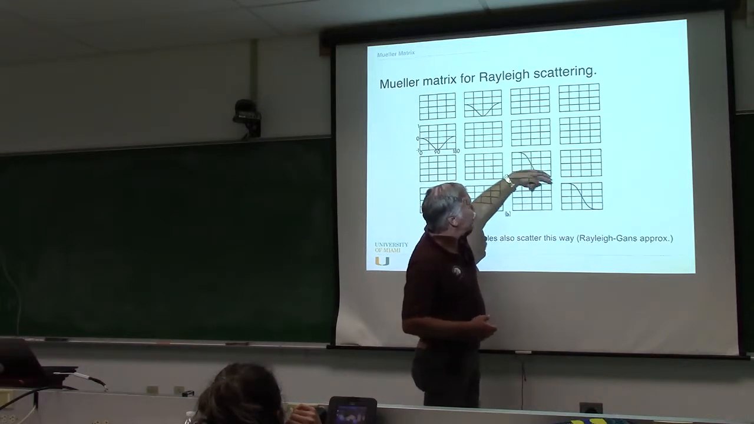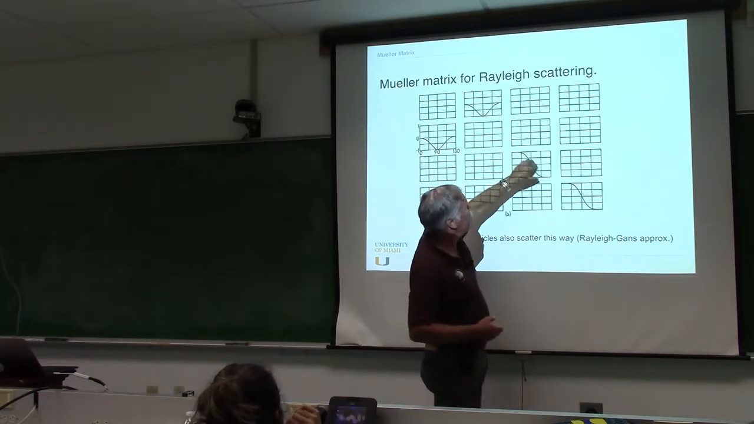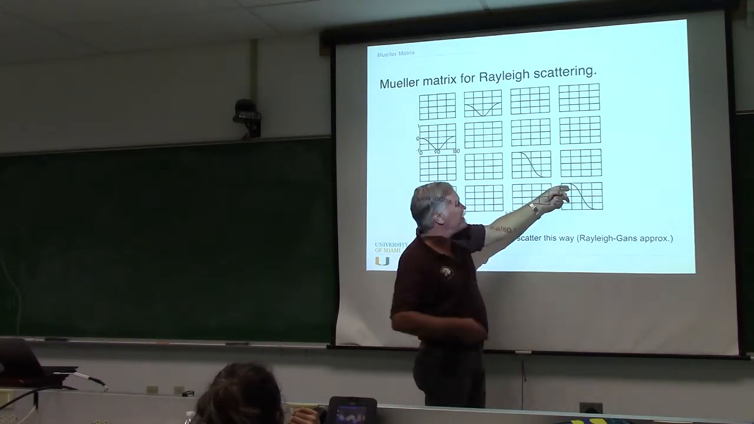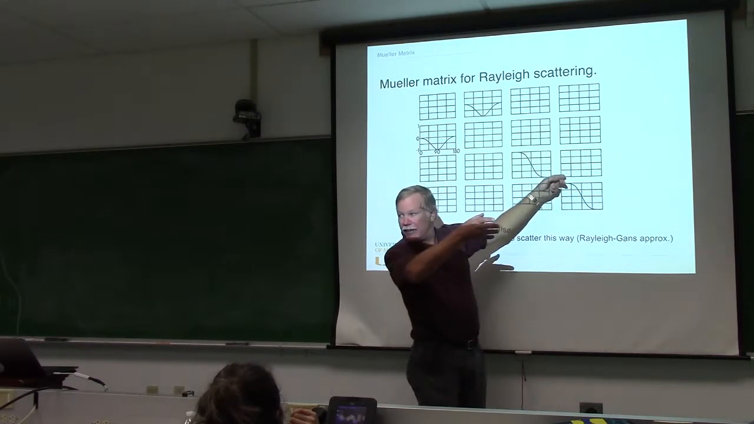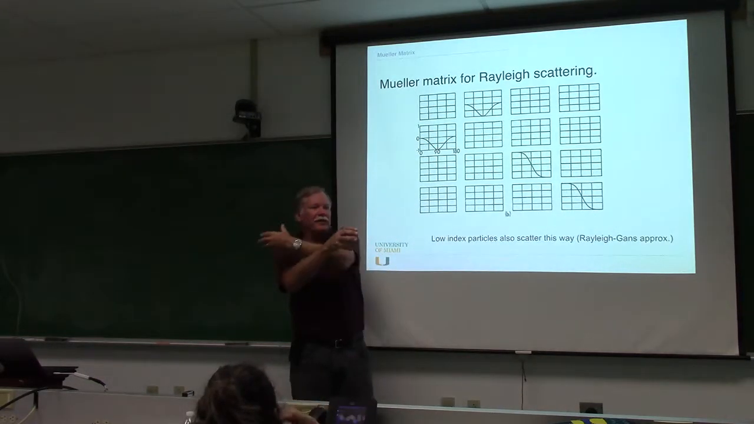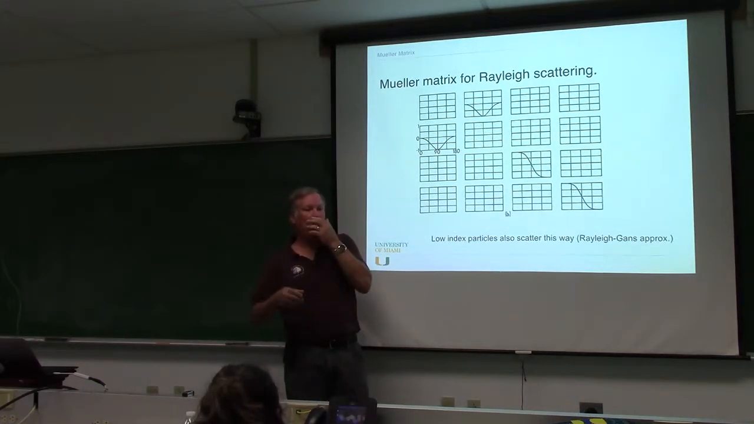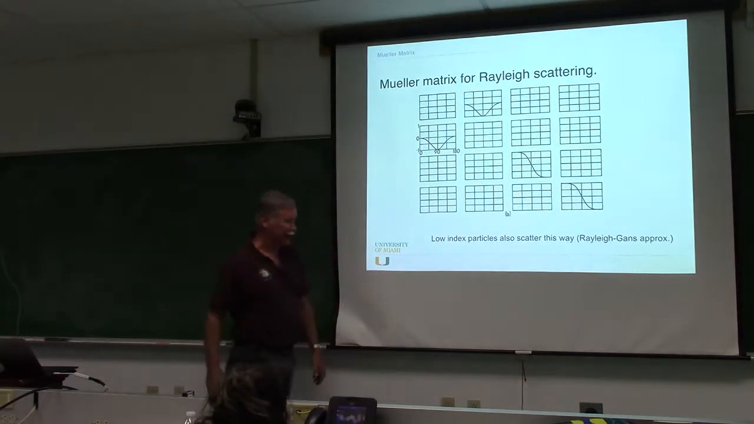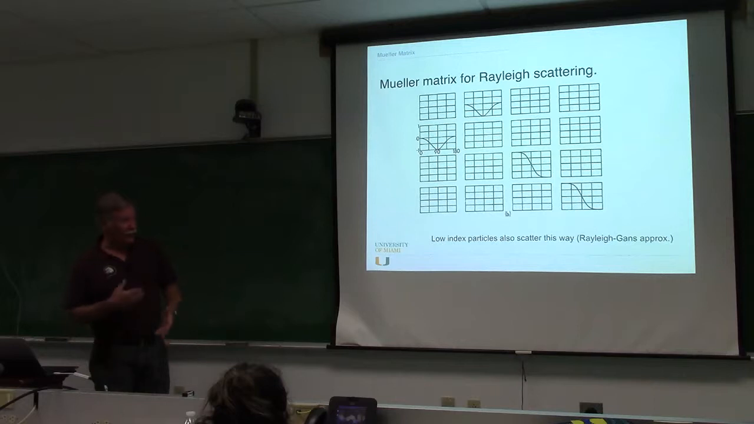You have the circular or the 45 degrees polarization set up so that in the forward direction, you basically get no change. In the backward direction, it would take right circular and make it into left circular polarized light. Okay? So this is what a Rayleigh Mueller matrix looks like. Low index particles also scatter that way through the Rayleigh-Ganz approximation.